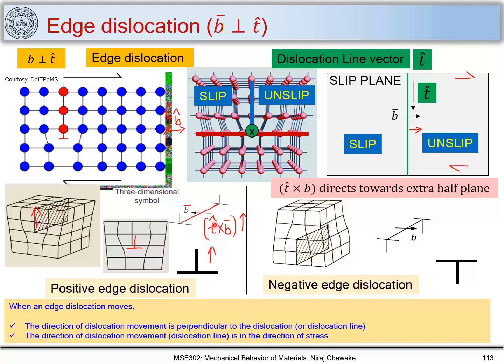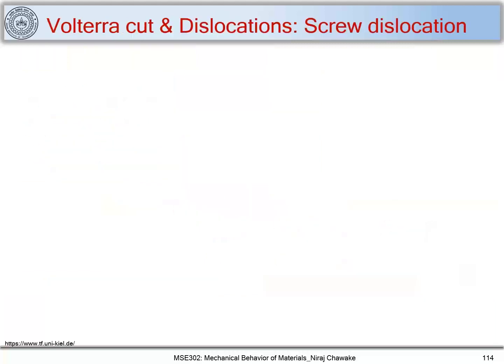If T cross B, the vector product, comes out to be on the negative side, that is called a negative edge dislocation. This is how you define edge dislocation mathematically, positive edge dislocation and negative edge dislocation. And these are the symbols which you find in the 2D case, that is an inverted T for a positive edge dislocation and T for a negative edge dislocation. And these are 3D symbols. Now let's move ahead and see some other dislocations.